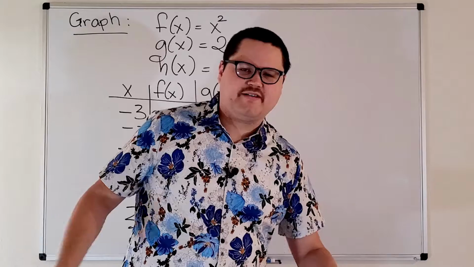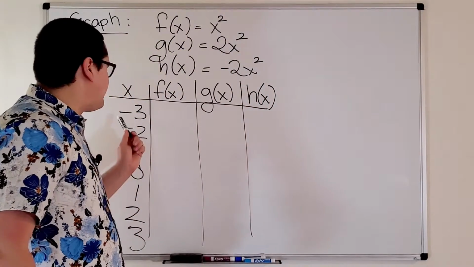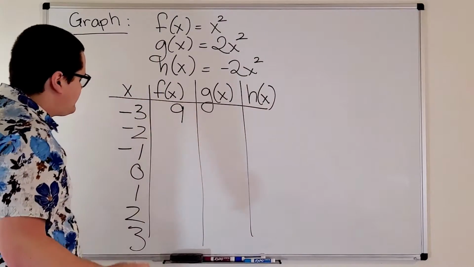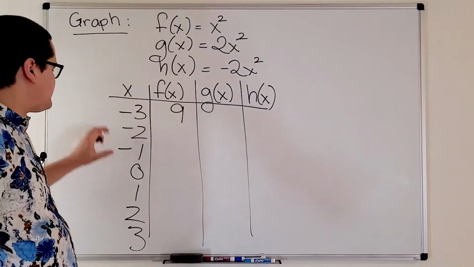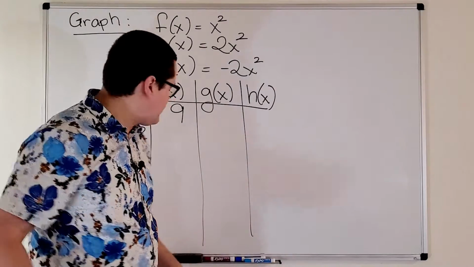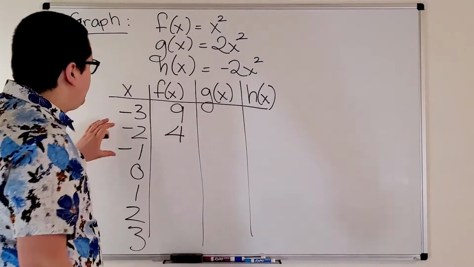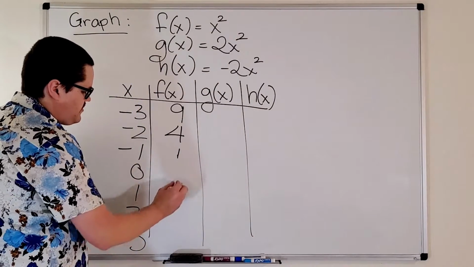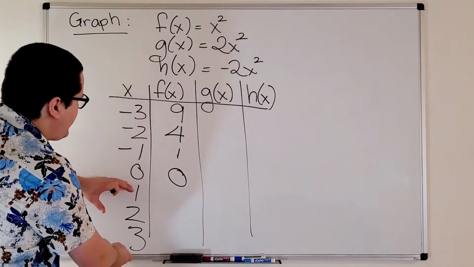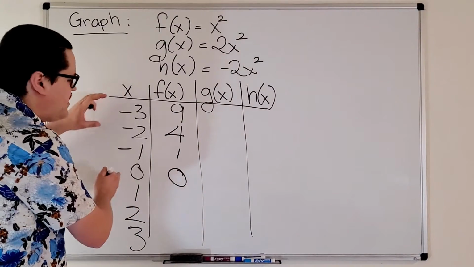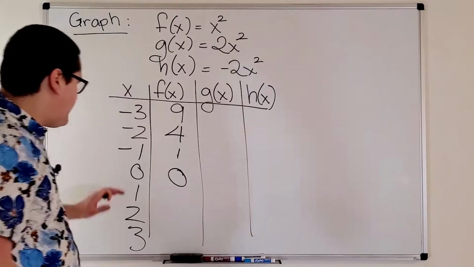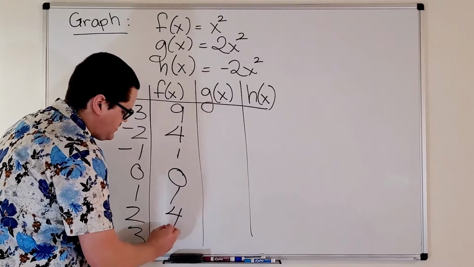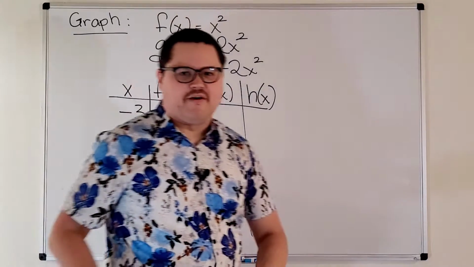Okay, f of x is x squared. Negative 3 squared, negative 3 times negative 3, positive 9. Negative 2, remember this is in parentheses squared, so negative 2 times negative 2, positive 4. Negative 1 times negative 1, positive 1. 0 times 0 is 0. And this bottom half will be the same as the top part, but in reverse order. Right? 1 squared is 1, 2 squared is 4, and 3 squared is 9. That takes care of f of x.